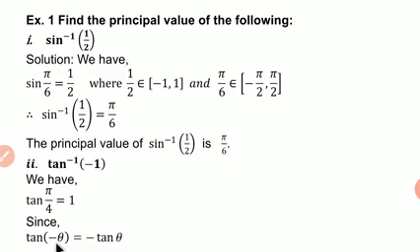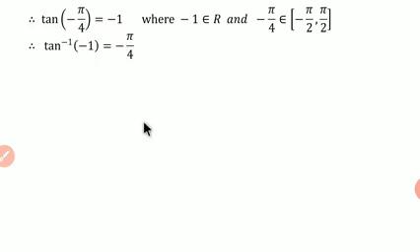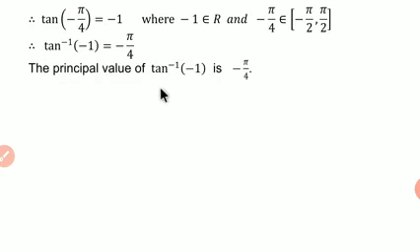Since tan pi by 4 is 1, the value of tan of minus pi by 4 is minus tan pi by 4. And therefore, tan of minus pi by 4 is equal to minus 1, where minus 1 belongs to the real numbers and minus pi by 4 belongs to the open interval. Make a correction here: the open interval minus pi by 2 to pi by 2. Okay. And therefore, tan inverse of minus 1 is equal to minus pi by 4. And therefore, the principal value of tan inverse of minus 1 is minus pi by 4.